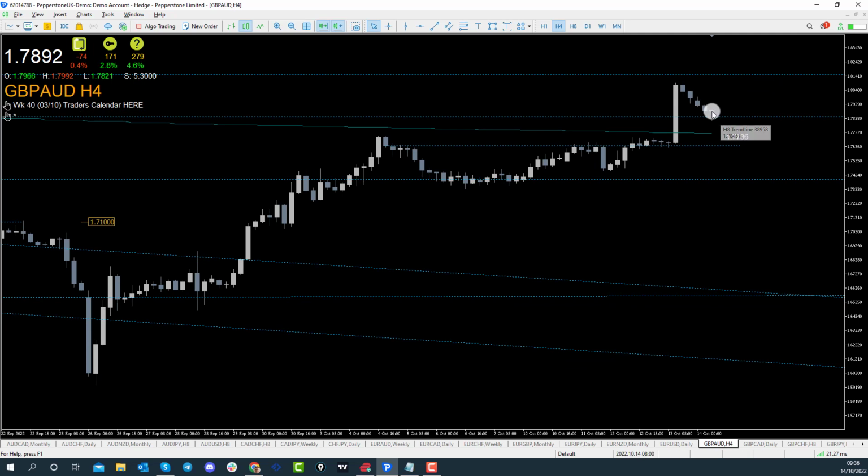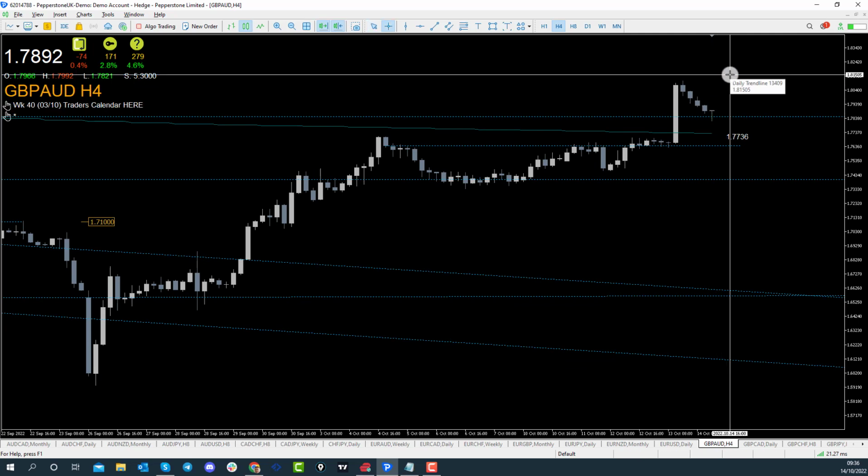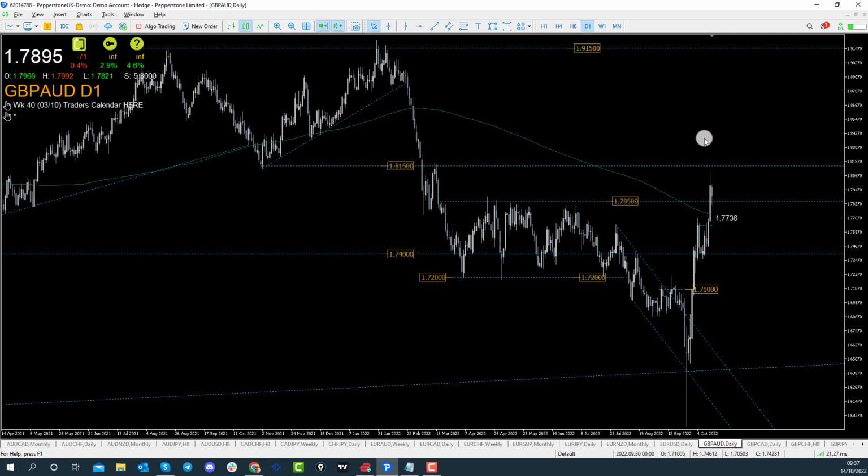So if you were looking for the impulsive move higher from here, price could then reach the 1.8150, and if we were to trade above 1.8150, then there's a lot of room to the upside, with 1.9150 being a key area of interest. So that's Pound Aussie. Let's move on to the other charts of interest.